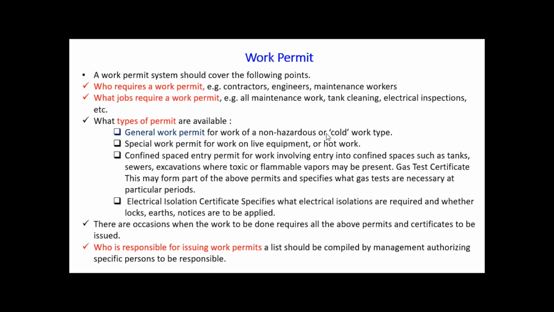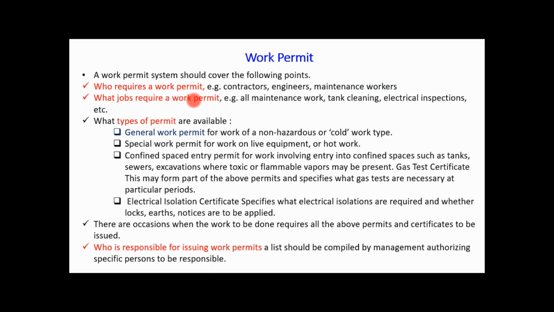The work permit system should cover different points, like who requires a work permit. For example, contractors and subcontractors. All types of workers under contractors or subcontractors must go for the work permit. Then the engineers who are going to do repairing or maintenance work, generally mechanical maintenance or electrical maintenance work. Then the maintenance teams under electrical as well as mechanical, or a central maintenance team that is going to work on a specific task. All these people need a work permit for doing a particular task.